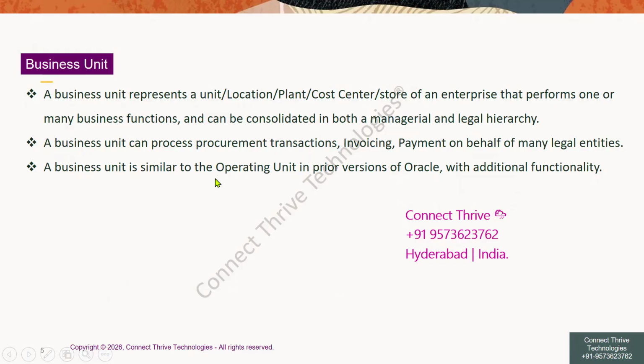Next, a business unit is similar to the operating unit in prior versions of Oracle, with additional functionality. Before Oracle Fusion, we had EBS R12, where we called it an operating unit, OU. Now we are calling it a business unit in our Fusion application. So now we will see the example.